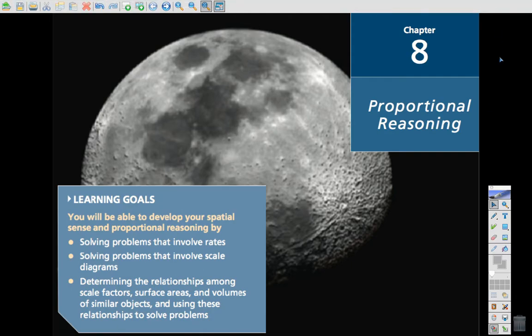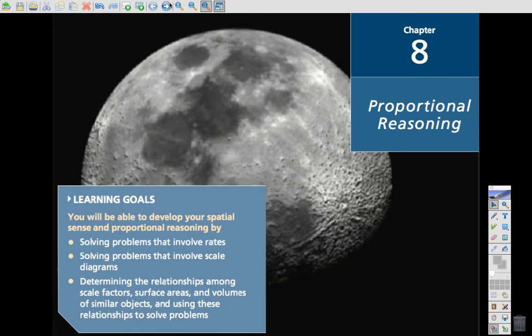Hey class, so we're here with your start to Chapter 8, and Chapter 8 is all about proportional reasoning. This is going to be the first lesson, the 8.1 lesson, but what you're going to learn throughout 8.1 all the way to 8.6 is you're going to be able to develop your spatial sense and proportional reasoning by solving problems that involve rates, solving problems that involve scale diagrams, and determining the relationships among scale factors, surface areas, and volumes of similar objects, and you're going to use these relationships to solve problems.